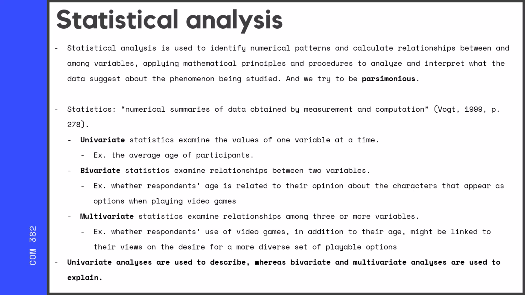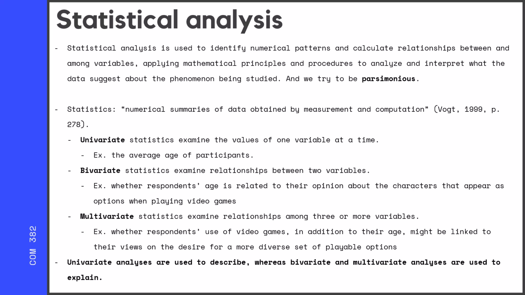Within statistical analysis, we have a goal of trying to be parsimonious. Parsimony is a goal in quantitative research that means that statistical analyses should provide the simplest possible approach that offers the best explanation of the phenomenon being explored. The actual definition of statistics is numerical summaries of data obtained by measurement and computation. And there are three kinds of statistics that we're going to talk about here.